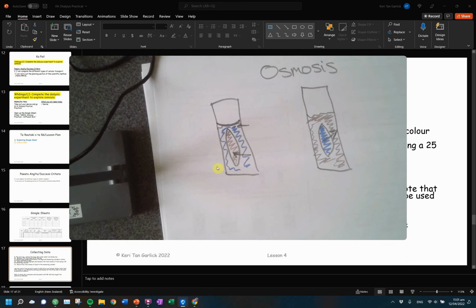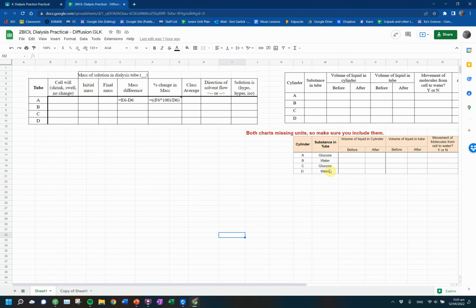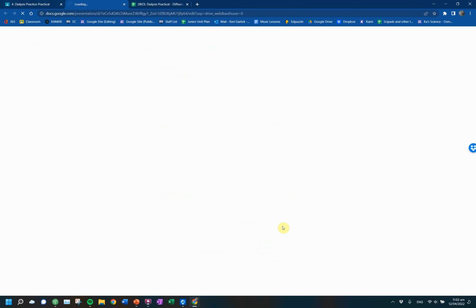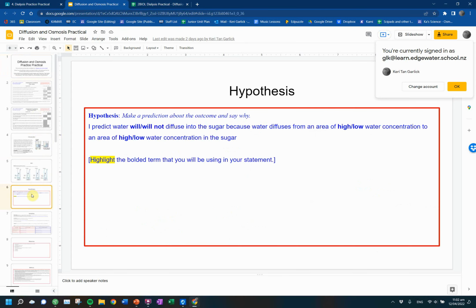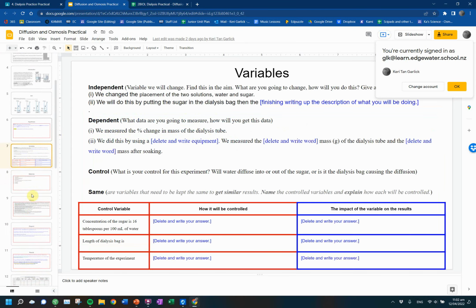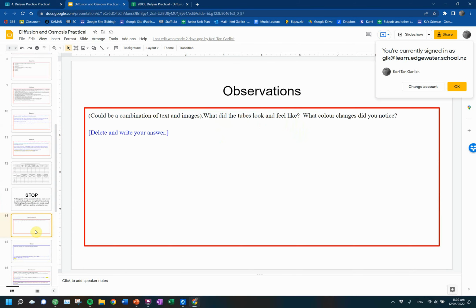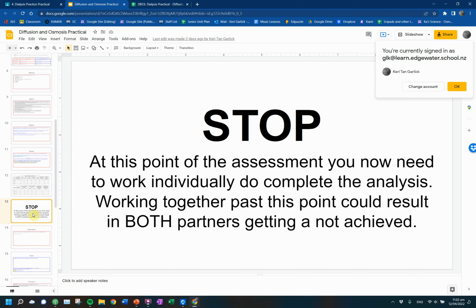What I want you guys to work on for the last 10 minutes is those Google Slides and the Google Sheets. On the Google Sheet, you should have your data entered. You should be able to put in the formula to calculate your mass difference and your percent change in mass. You should also be working on your Google Slides, typing in some of that information about your hypothesis, the variables, that sort of thing. Remember, at this point you're going to stop, and from 14 onwards, you're working individually. So you're allowed to work in a pair up to 13. Is that okay so far?